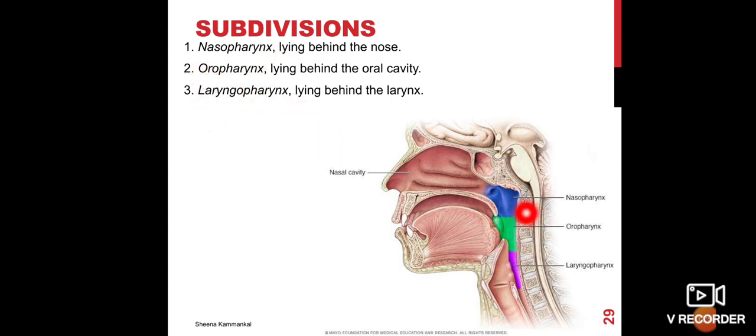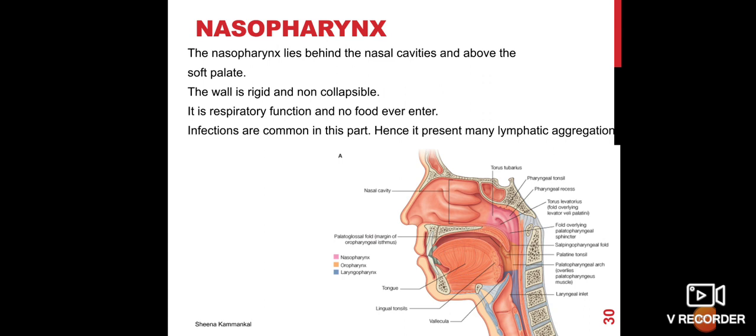It is given in three different colors. The blue shaded area is the nasopharynx, the green color is the oropharynx, and the pinkish is the laryngopharynx. We can see the structures which are present in front of each part. Nasopharynx anteriorly opens into the nasal cavity, oropharynx into the oral cavity, and laryngopharynx anteriorly opens into the larynx.